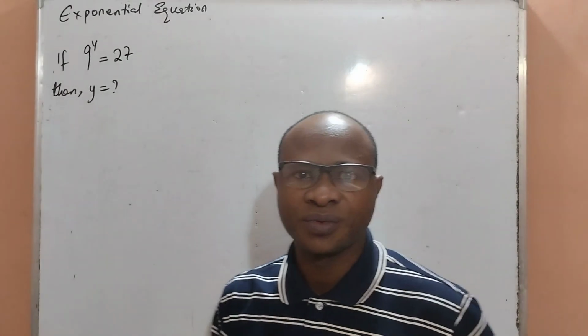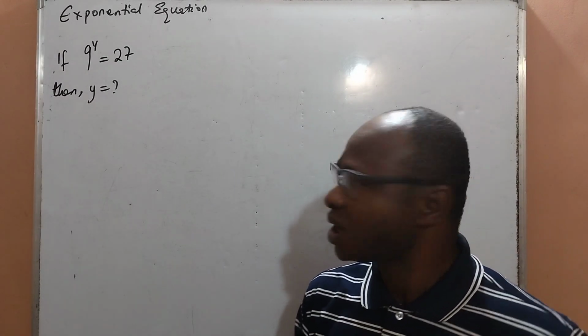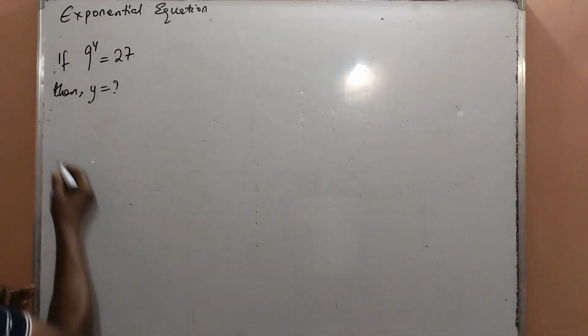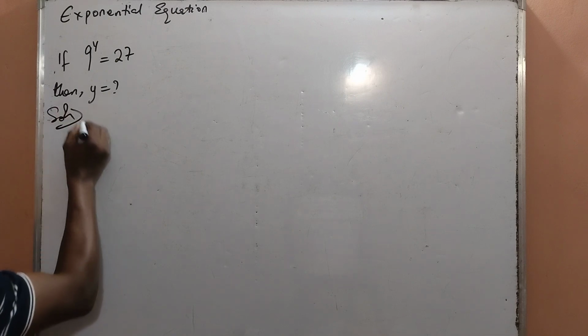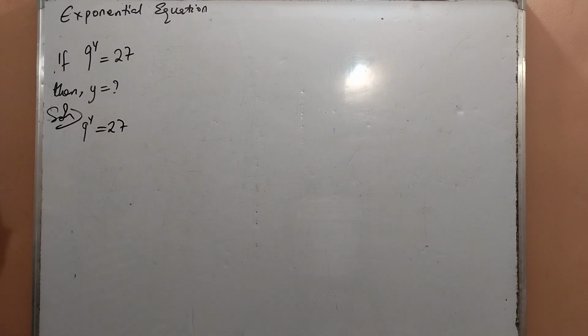Welcome viewers, we have just a quick one on the board, an exponential equation. Let us have it solved quickly. My solution to this: 9 to the power of x is equal to 27.